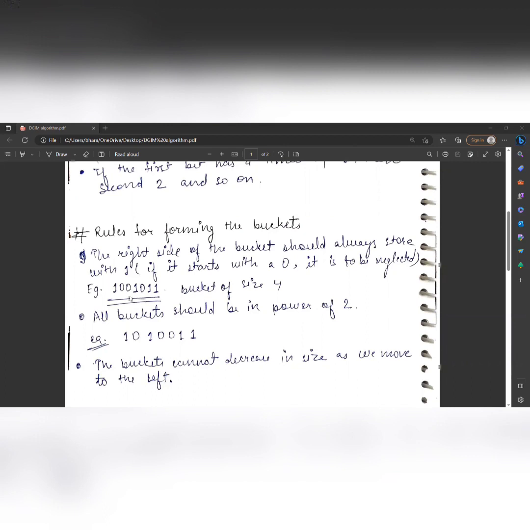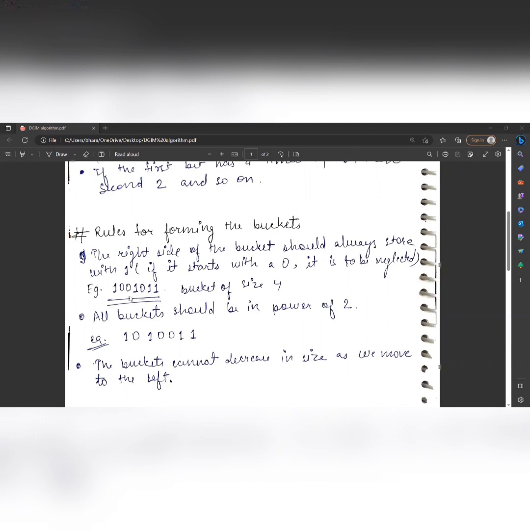And the most important thing is that when forming the buckets, there cannot be more than two buckets of the same size. Let's suppose we have a bucket of size 4, then we can have only two buckets like this. Now we'll see through an example how, when data comes in a data stream, we update the buckets and form the buckets.